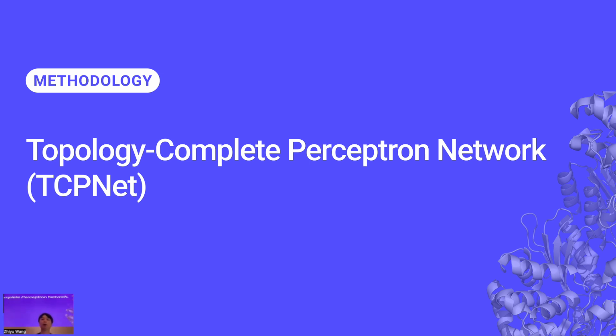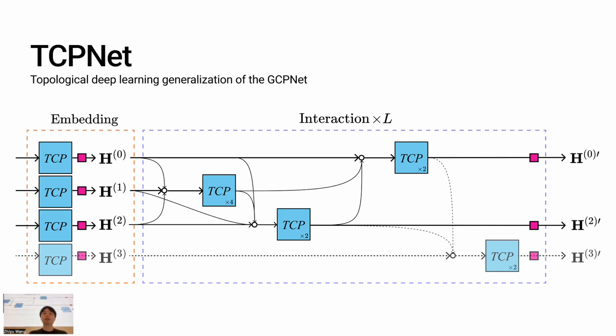Now let's discuss the models I've proposed in my thesis. I have in total proposed 3 models and I will start with the most powerful one, which is the topological complete perceptual network, or TCP-net. This figure here shows the architecture of TCP-net. The network processes both scalar and vector features with parallel pathways from rank 0 to 3. It starts with embedding the raw features from each rank with separate TCP modules, which we will get into in the next slides.